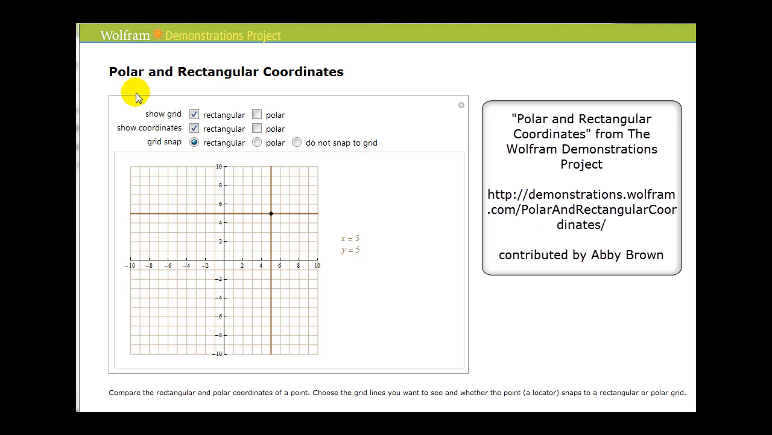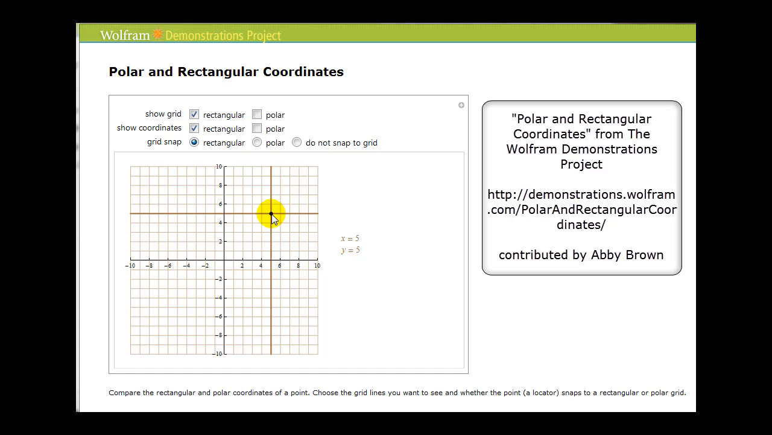Welcome to an animation that compares polar and rectangular coordinates. Most of us are very familiar with rectangular coordinates, as we see here on the screen, where each point can be identified by an ordered pair consisting of an x-coordinate and a y-coordinate, where the x-coordinate tells us how far left or right to go, and the y-coordinate tells us how far up or down to go.